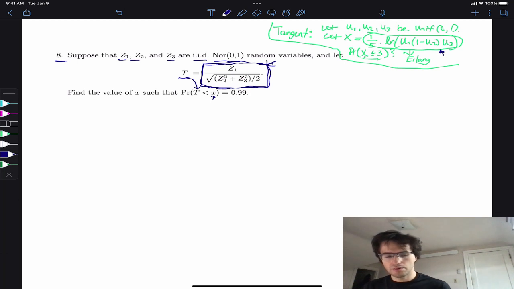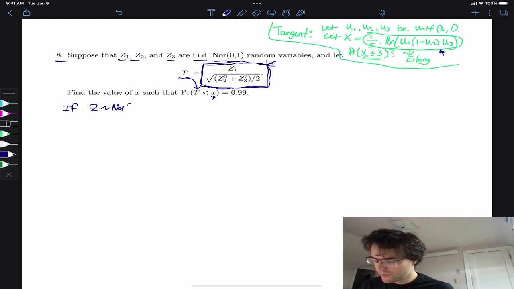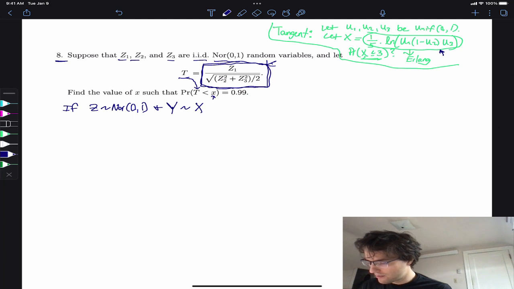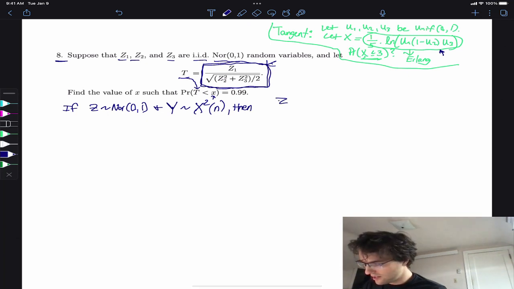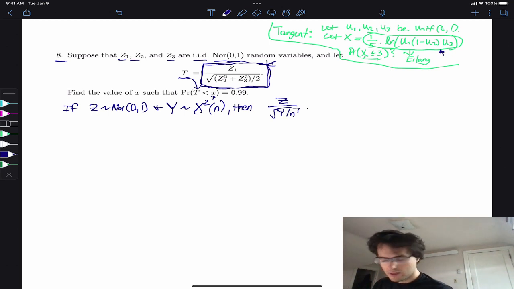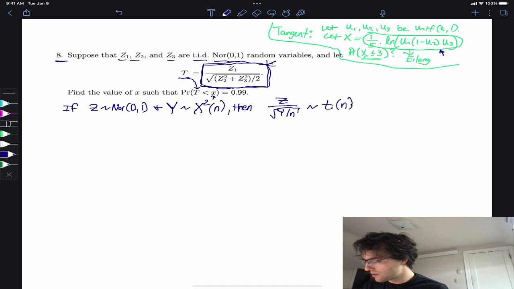It turns out, if you go through your class notes, that if Z is a normal 0, 1 random variable, and Y is chi-squared with n degrees of freedom, then the random variable Z divided by the square root of Y divided by n is distributed as a Student's t distribution with n degrees of freedom. So this is the Student's t distribution.